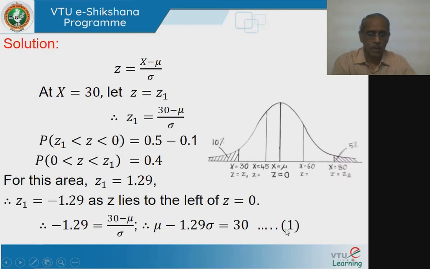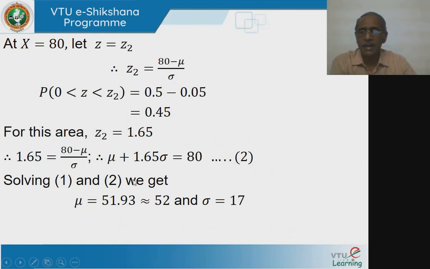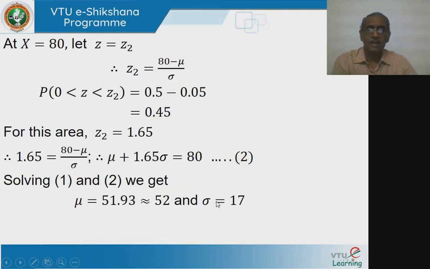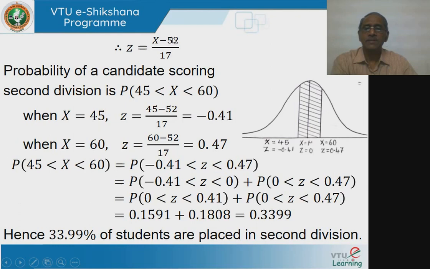Now solving 1 and 2, we get the mean mu is equal to 51.93, or approximately 52, and the standard deviation sigma is equal to 17. So with this mu and sigma, we construct the standard normal variable z equal to (x minus 52) divided by 17. So mu is 52, sigma is 17.